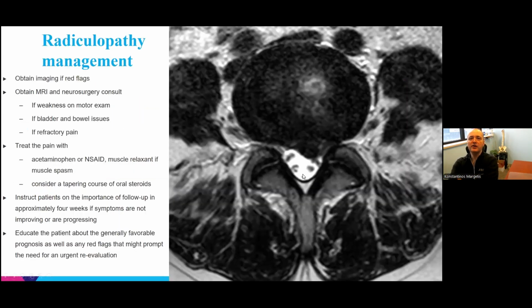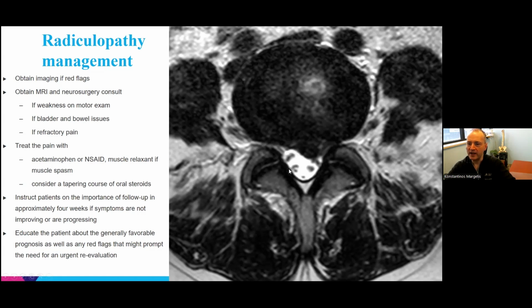Now, for the radiculopathy, we see here a view of the lumbar spine. This is an axial view, so the belly will be over here, the skin of the back will be down here, and we're looking from the feet towards the head. So that will be the right side, and that will be the left side.